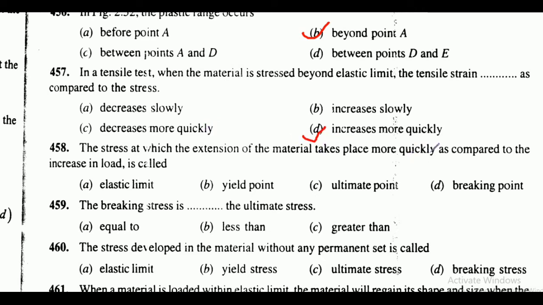Next is the stress at which the extension of the material takes place more quickly as compared to the increase in load is called. Here friends, these are the options, and here correct answer is option B, that is yield point. Okay, next is the breaking stress is dash the ultimate stress. Here options are equal to, less than, greater than. Here friends, correct answer is option B, that is less than.